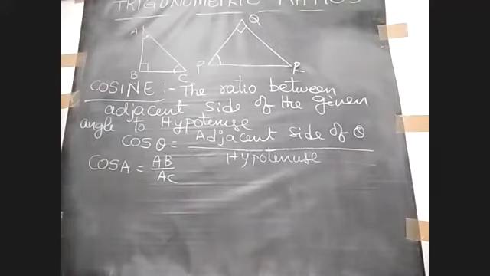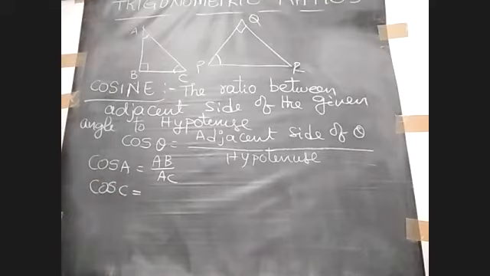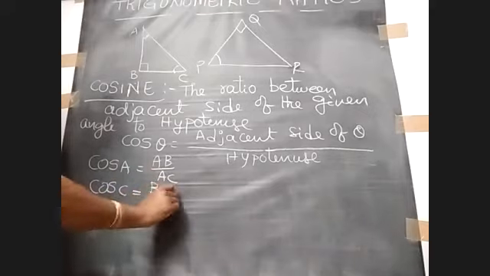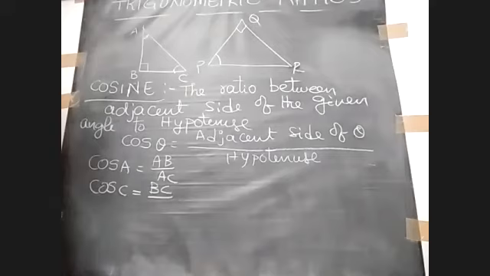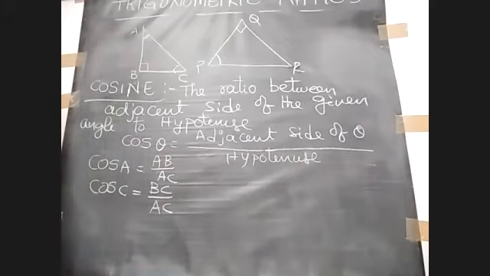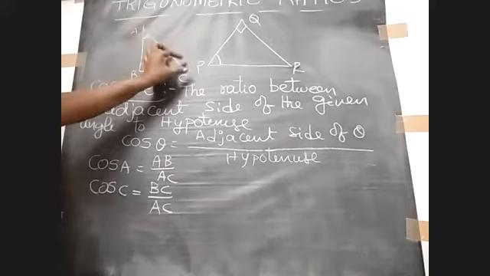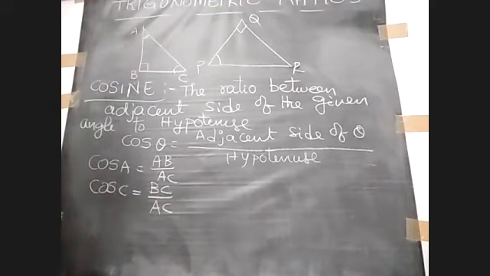And next, anyone other than the previous ones? Cos C. Ma'am, BC by AC, ma'am. Only one of you tell me the answer. BC by AC. Because the adjacent side to angle C is BC and the hypotenuse is AC. So BC by AC. Very good.